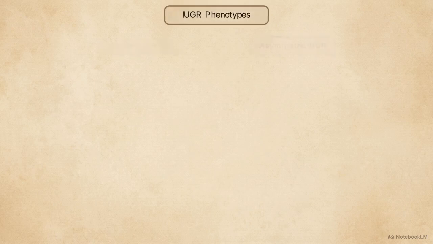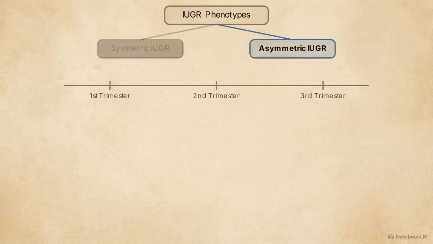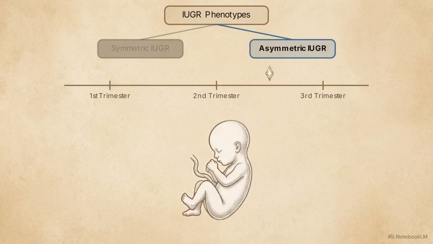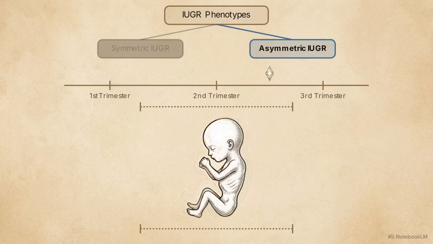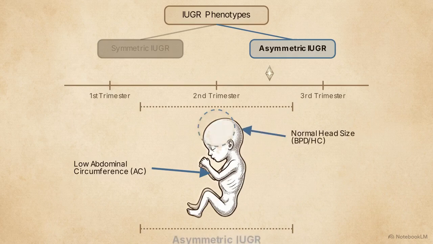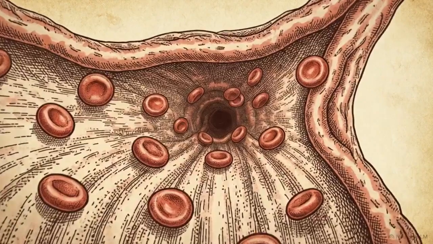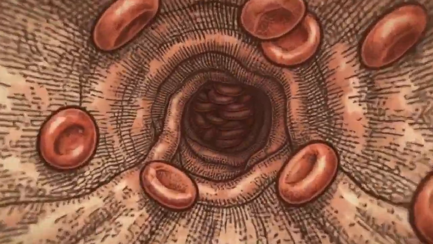The second phenotype, asymmetric IUGR, operates on a completely different timeline. It appears later, typically in the second or third trimester, and is triggered by extrinsic environmental factors rather than intrinsic defects. Physiologically, this condition restricts weight before it restricts length. The result is a highly specific anatomy. The fetal body becomes disproportionately small, reflected in a low abdominal circumference, while the head size remains completely normal. This distinct asymmetry is driven by placental insufficiency.